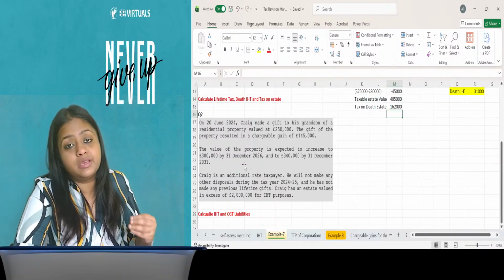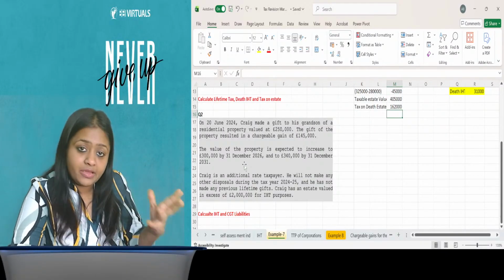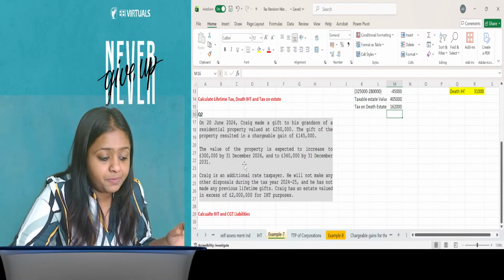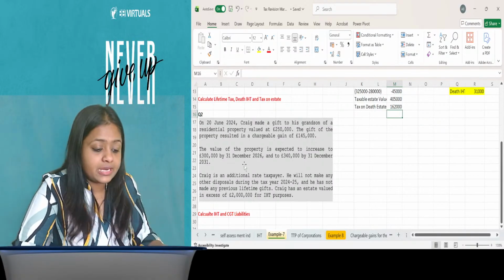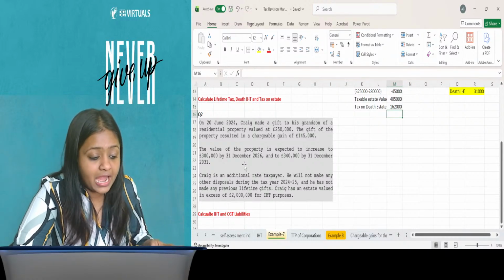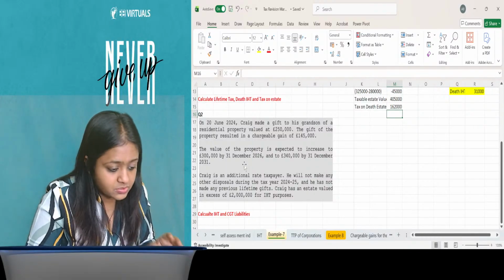So that means he is not having any BRB available. Second, he will have AE available for the tax year 24-25, and he has not made any previous lifetime gifts as well. Craig has an estate valued in excess of 200,000 for IHT, for 2,000,000. Okay, for IHT purposes. Okay, fine.